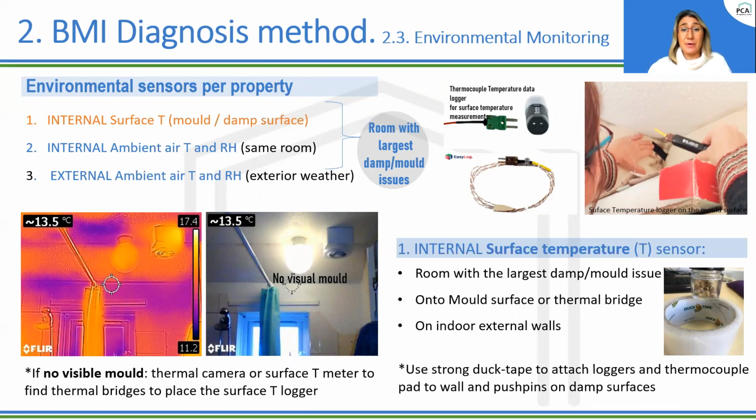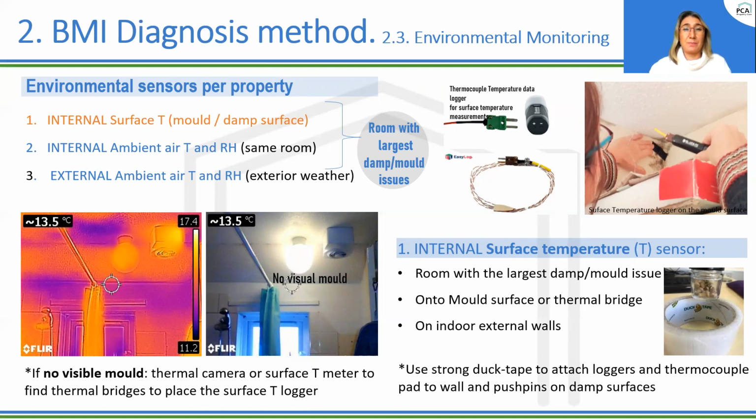We can use a thermal camera or a surface temperature meter to place the logger. Actually, it's better a thermal camera because we will have a better picture and see if it's a whole affected area or just some spots. Then we will place this logger on an indoor external wall, which is where usually these problems happen. And then we can use some strong duct tape to attach the thermocouples, the surface temperature loggers, especially if the surfaces are quite damp.